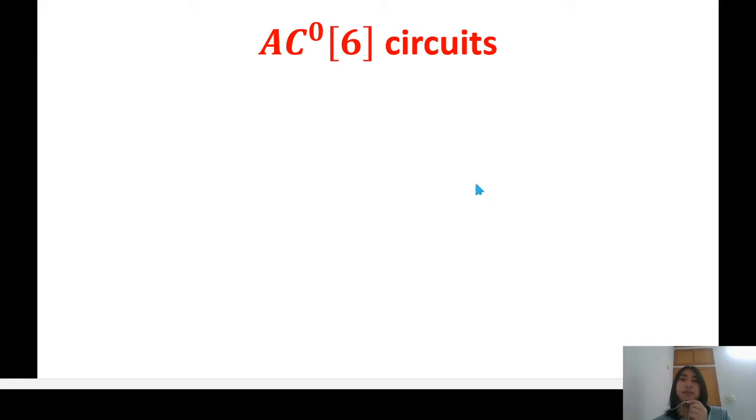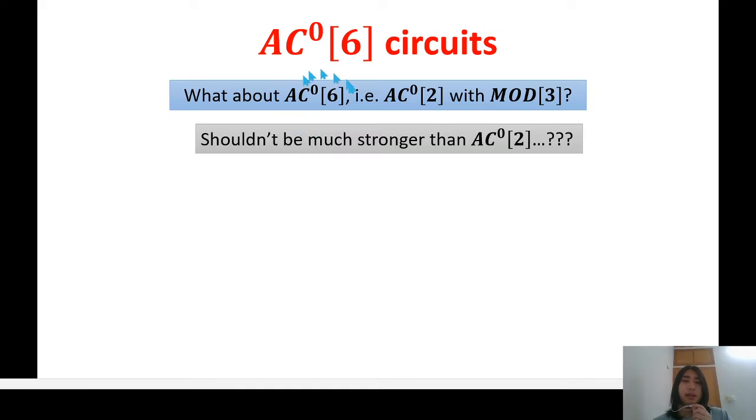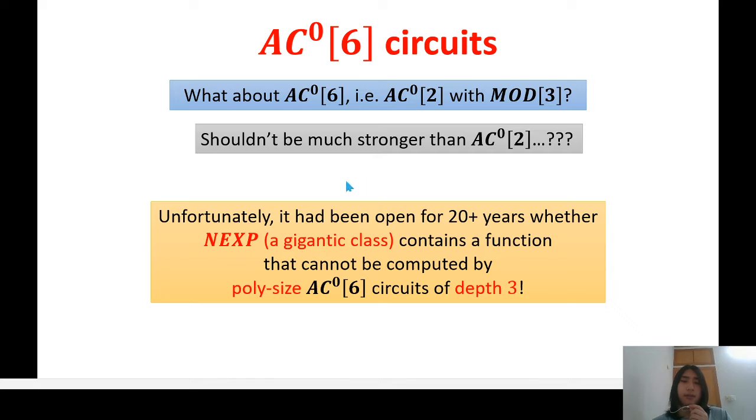Now we want to prove lower bounds for even stronger classes. So what about adding mod 3 to AC0[2]? This circuit class is equivalent to AC0[6], which is AC0 equipped with mod 6 gates. This circuit class doesn't seem much stronger than AC0[2], but unfortunately, it has been open for over 20 years to find a function in NEXP that cannot be computed by some restricted version of AC0[6].